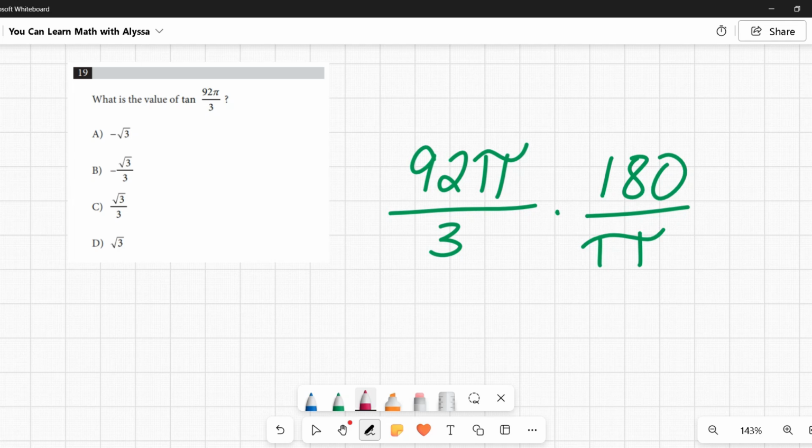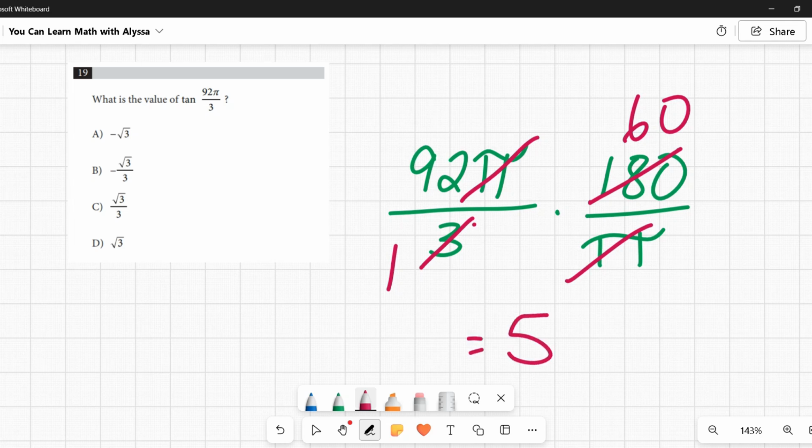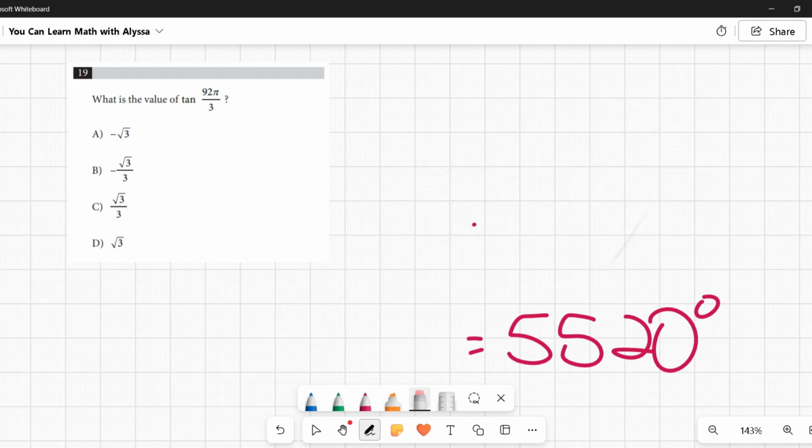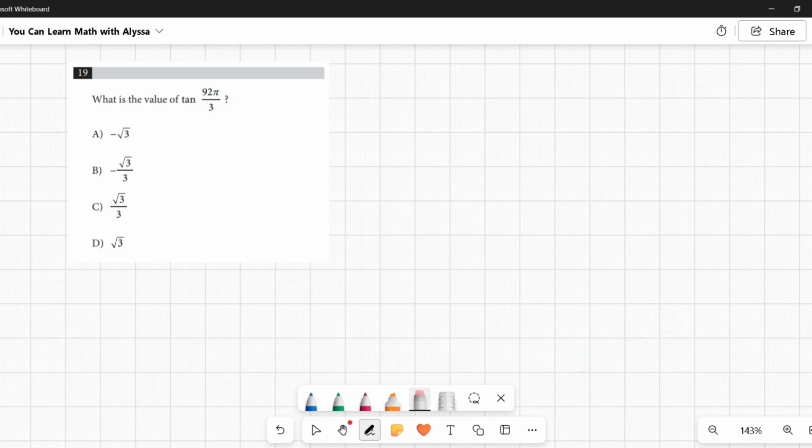So when you multiply these together, the pi's are going to cancel. You can do 3 goes into 180 60 times, and it goes into 3 one time. And when you multiply, you're going to get 5,520 degrees. And you can put that into your calculator and ask, what's the tangent of that? Again, if it doesn't do radicals, you're going to have to convert it to figure out which one of those it is. Your other alternative, outside of using a calculator, is to use the unit circle.